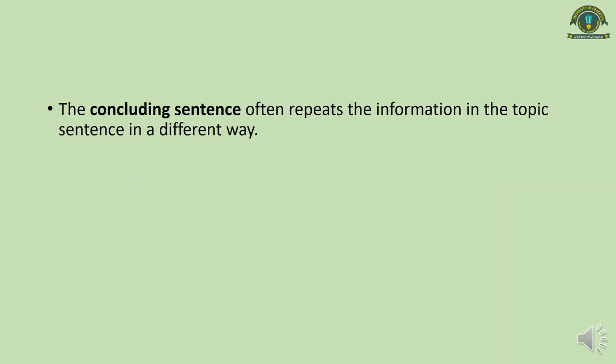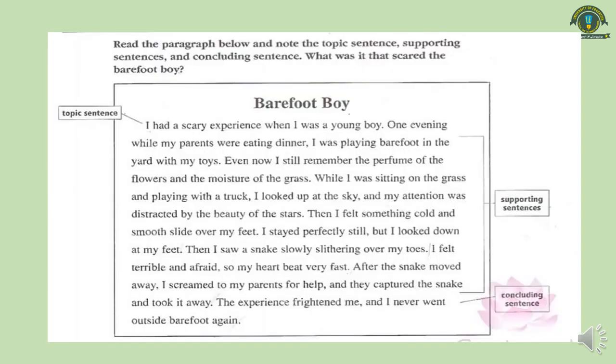The concluding sentence of the paragraph often repeats the same information which was given in the topic sentence, but in a different way. So we should have a topic sentence, then the supporting sentences, and then the concluding sentence. Based on all the guidelines that I have given in the previous slides, it is now up to you to read the paragraph below and know the topic sentence, supporting sentences, and the concluding sentence. And then you need to know what it was that scared the barefoot boy.